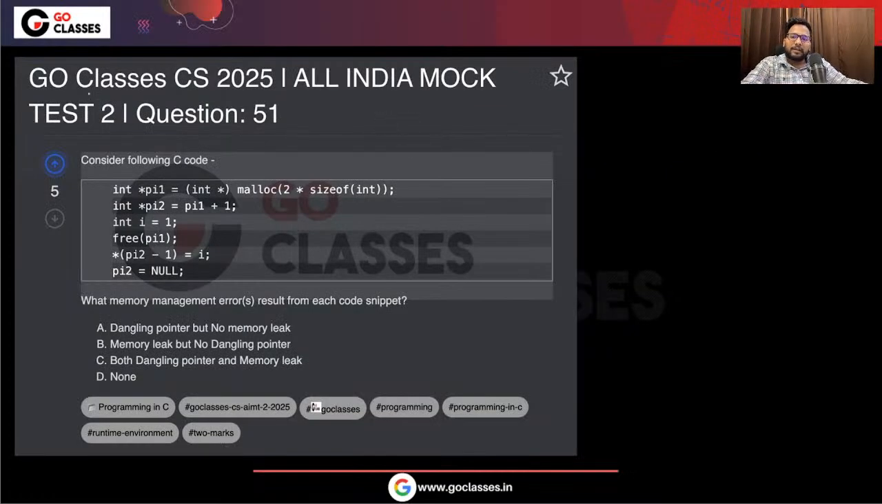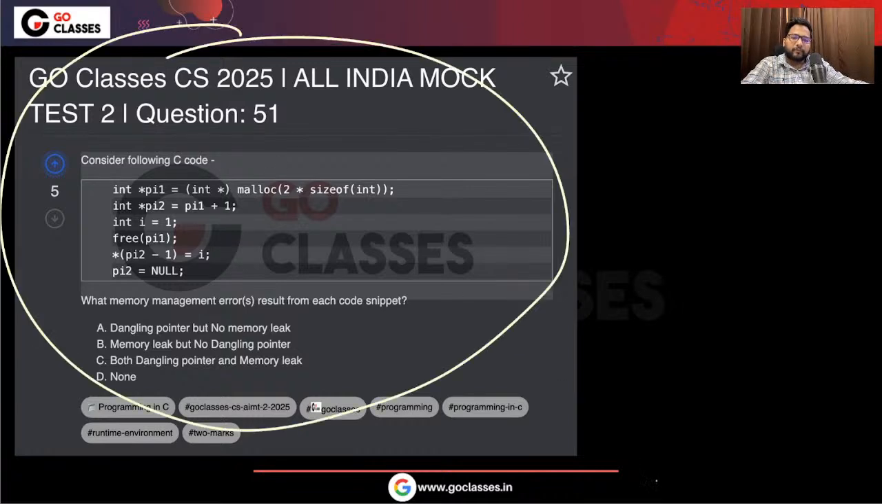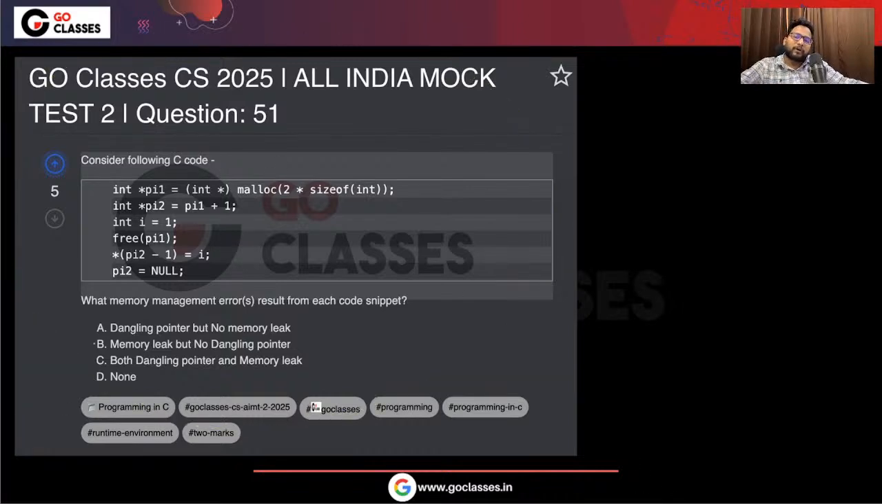So let's just see what this is saying. This is question number 51. This was a really easy question, I can say. If we have any doubt, we will clear it out, but this was an easy question.